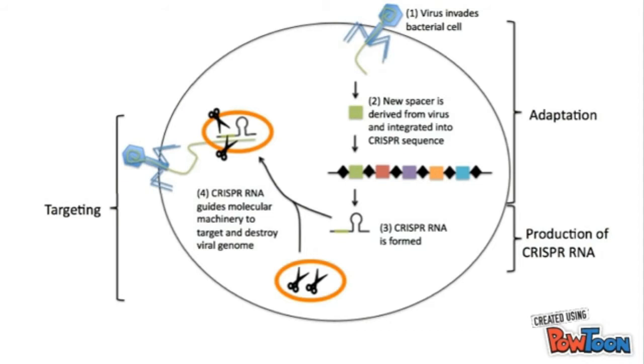The CRISPR sequence is transcribed and processed to generate short CRISPR RNA molecules. The CRISPR RNA associates with and guides bacterial molecular machinery to a matching target sequence in the invading virus. The molecular machinery cuts up and destroys the invading viral genome.